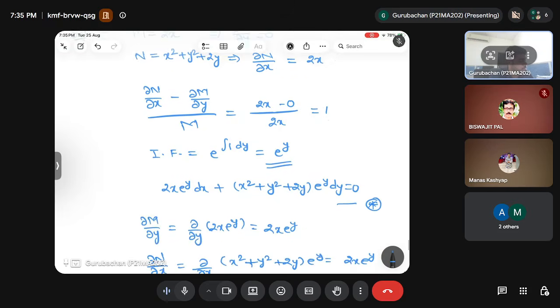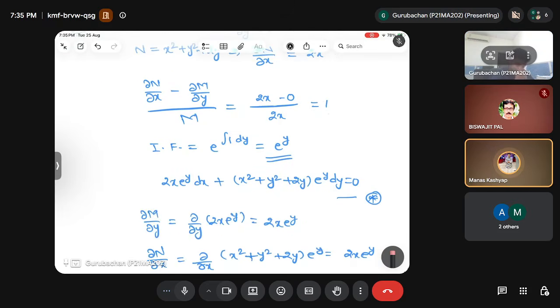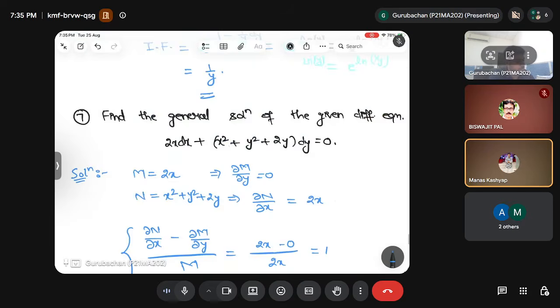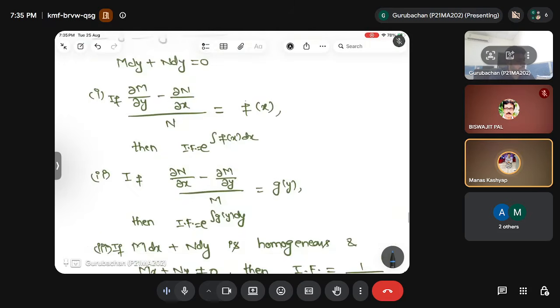It will be e to the power y now. No, it should be y. We are going with this one, no? 2x minus 0 over 2x is equal to 1. We will treat it like y, no? So that is why I'm confused. Y or x? See, and these are four methods.